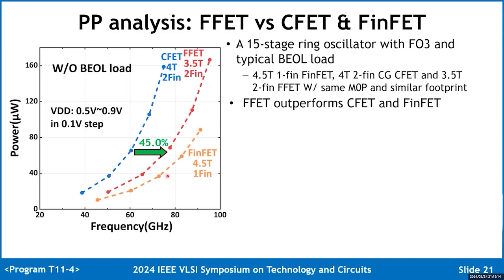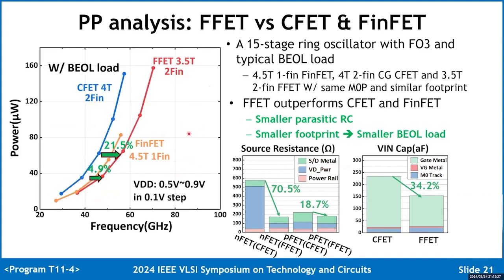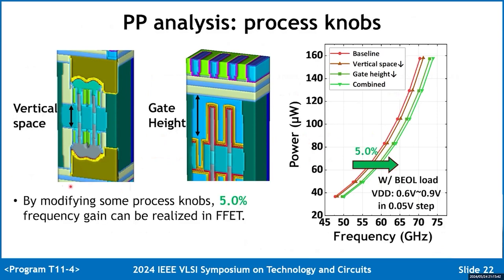This picture shows that without back-end-of-line load, the FFET outperforms the CFET because of the smaller parasitic RC in the FFET compared to that in the CFET. With back-end-of-line load, the FFET also outperforms the FinFET. This derives from the smaller back-end-of-line load over FinFET due to the smaller footprint of the FFET. By modifying some process knobs, such as vertical space or gate height, about 5% frequency gain can be realized in the FFET.